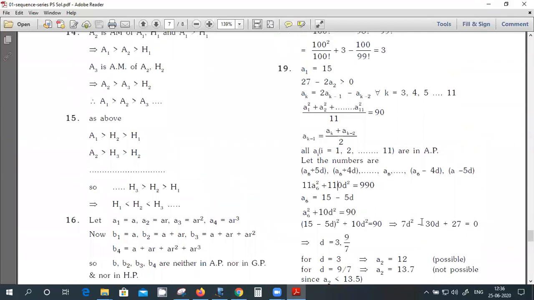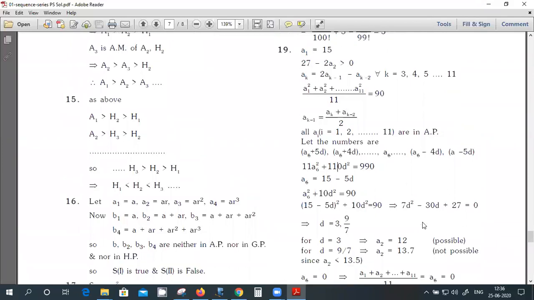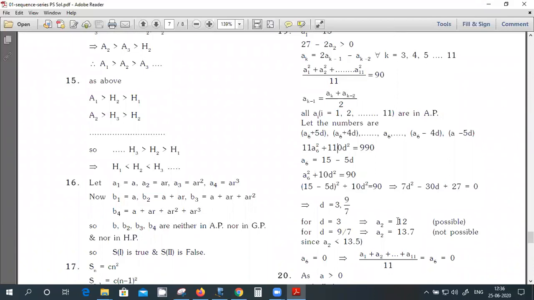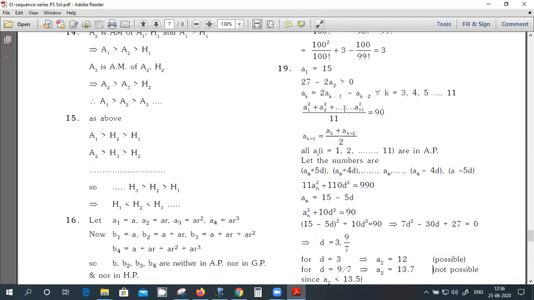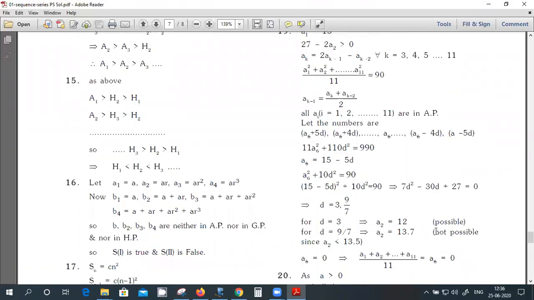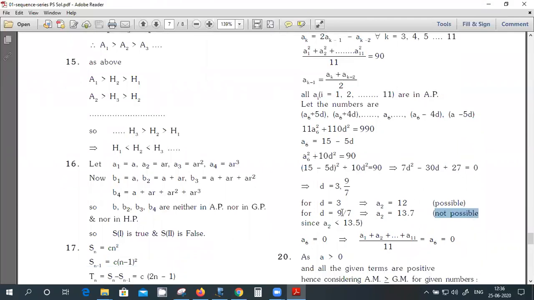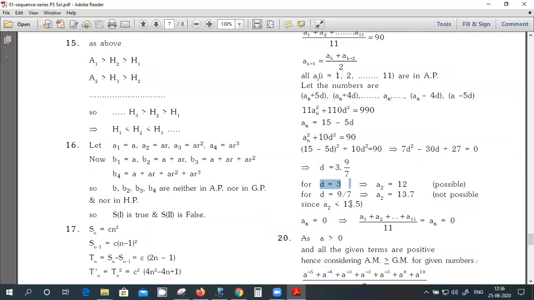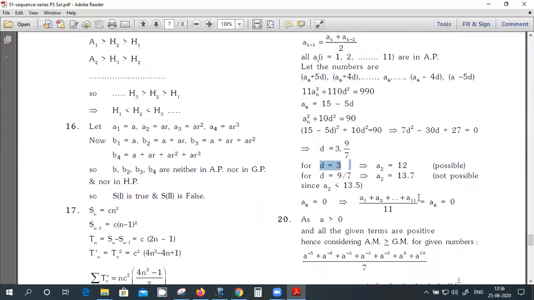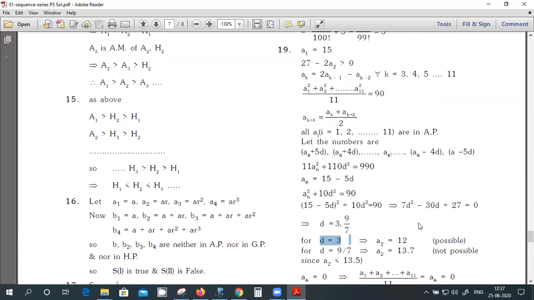A6 is 0. Okay, I got that. And D, 9 by 7 is 1.3, which is not possible because you've already been given the condition, so this is not possible. So there is only one value of D. Now we can find it. This is trivial. Okay, sir. Got it.